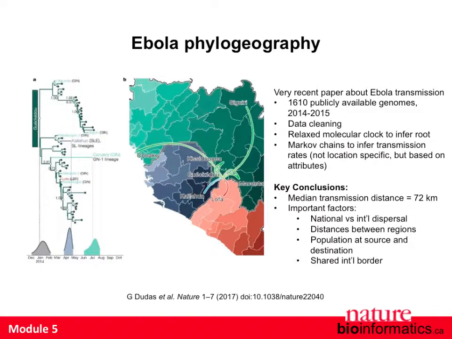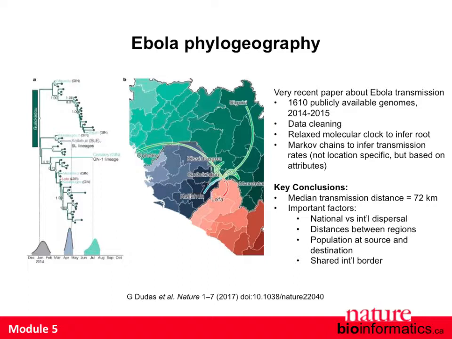Okay, almost there. So this is a paper that was published actually about 3 or 4 weeks ago, maybe 5 or 6 weeks ago now. Again, looking at Ebola. And so this was a collection of 1,610 publicly available genomes from the really intense part of the outbreak between 2014 and 2015. And actually, we haven't really talked a lot about data munging here. A lot of the presentations you've heard over the last couple of days are about how to deal with your data. I haven't really talked about that.